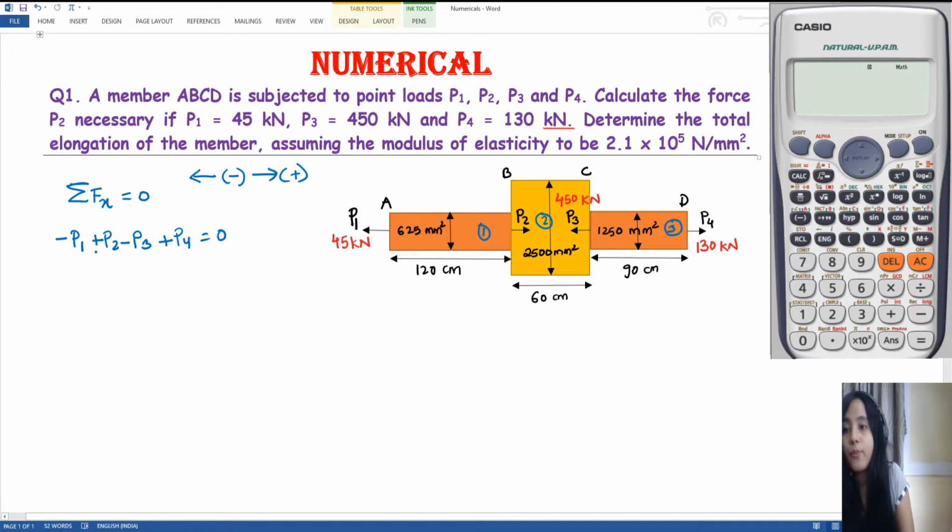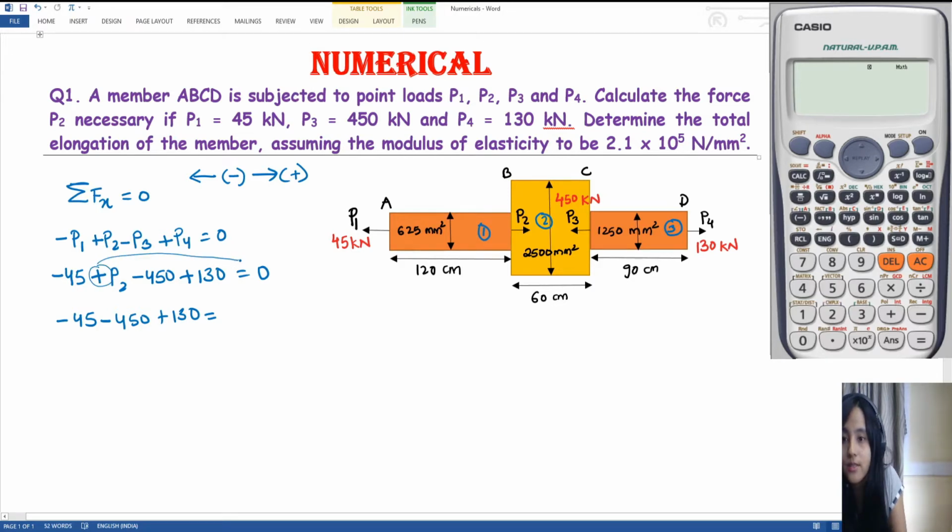Now let us put the values. P1 is equal to 45. So minus 45 plus P2 minus P3, which is 450, plus P4, which is 130, equals to 0. Now keeping all these numbers together on one side, I take plus P2 to the right hand side, and it will become minus P2.